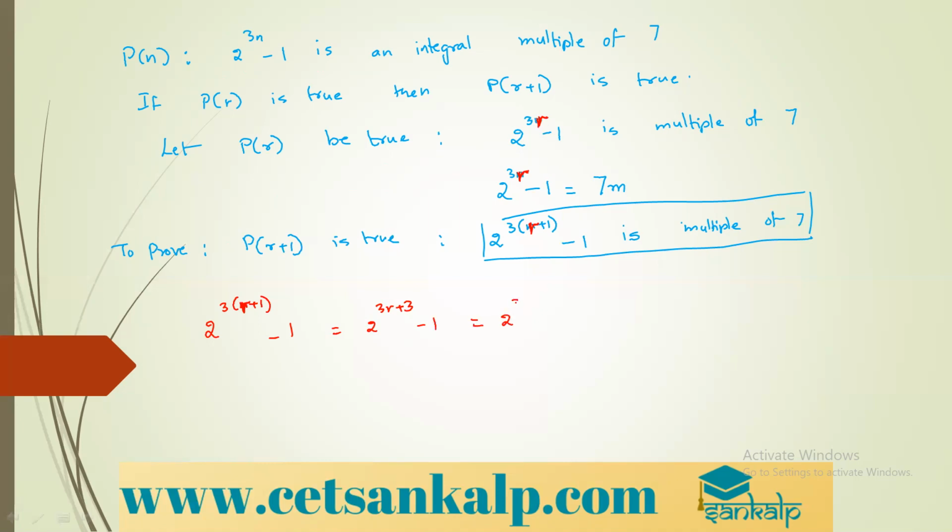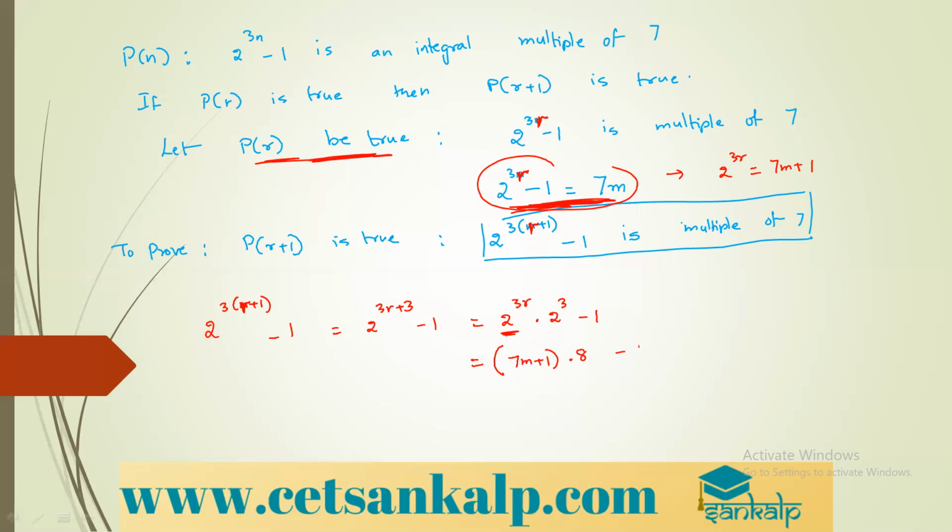How will I write this? 2 power 3r into 2 power 3 minus 1. Now I will use the above P r. I have taken let P r be true. So I will use this 2 power 3r. From this I can write 2 power 3r equal to 7m plus 1. So I will write 2 power 3r as 7m plus 1 into 8 minus 1. So I will write 7m into 8 plus 8 minus 1.